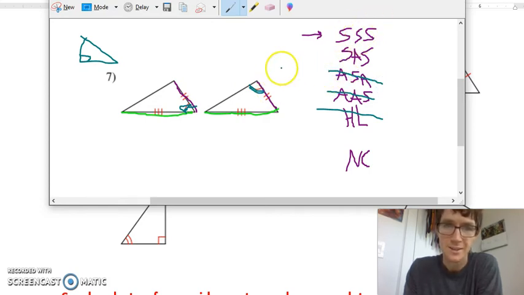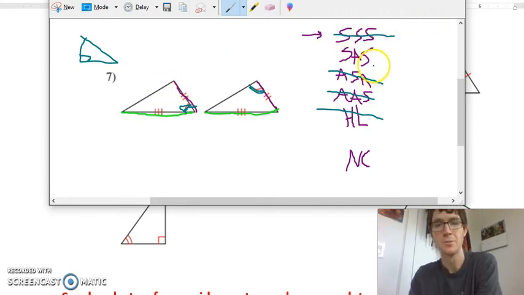For SSS, there would have to be evidence that this side matches this side, and they just don't say anything about that. So really the only option we can select here is SAS or not congruent.